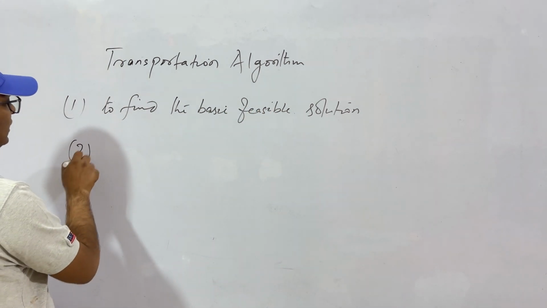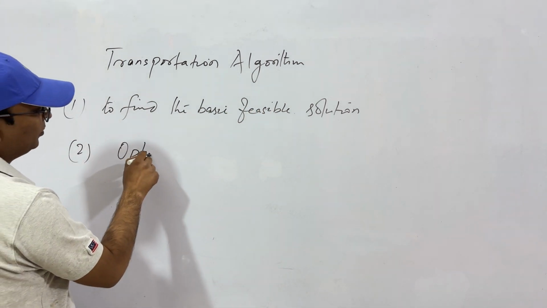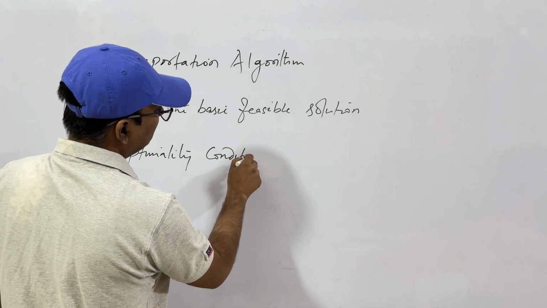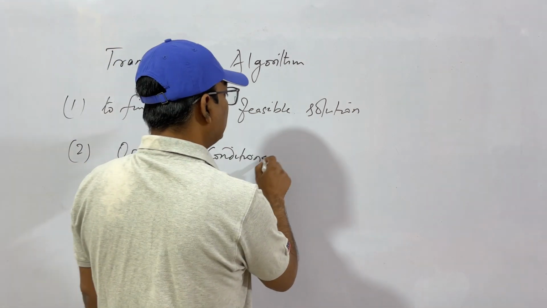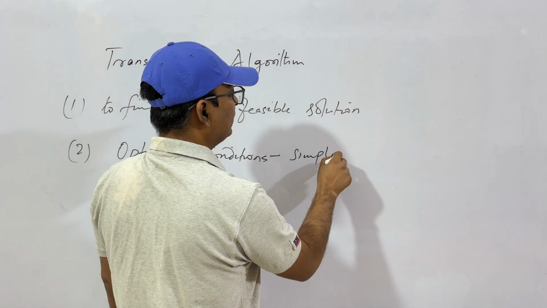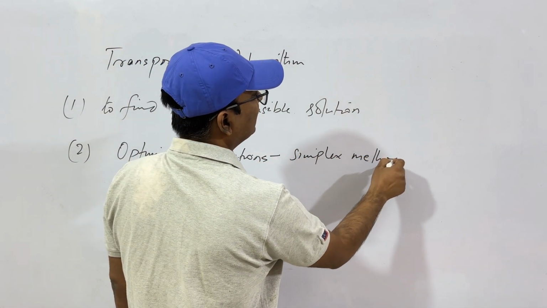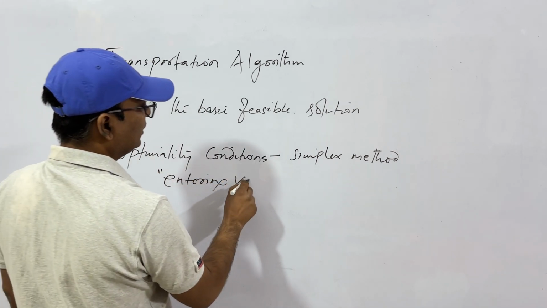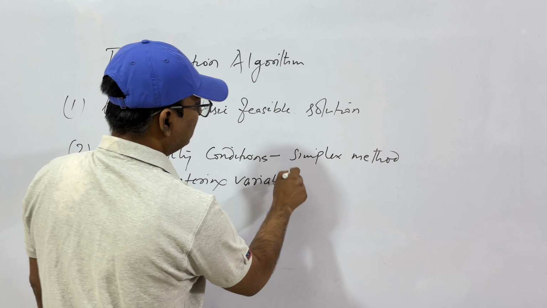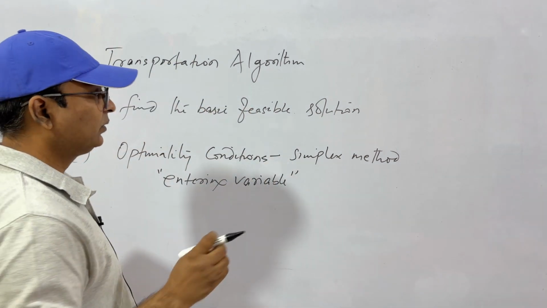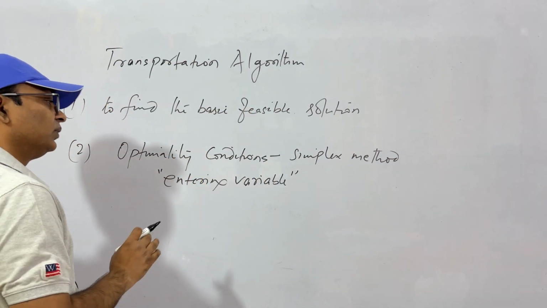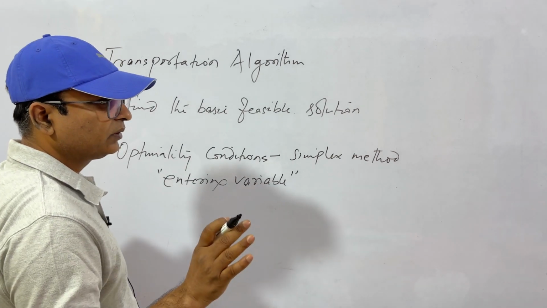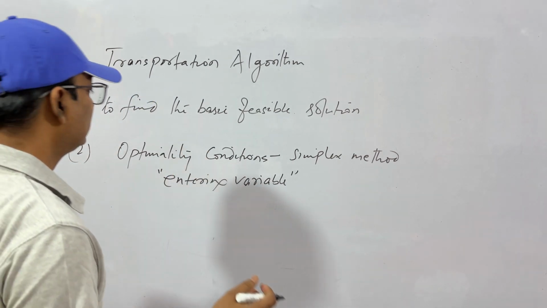The second step is using the optimality conditions of simplex method, you have to find the entering variable. If you have lost what these terms were, you can go back to the video on simplex method and understand. But even without going into them, you'll understand. I'll deal with everything here also.